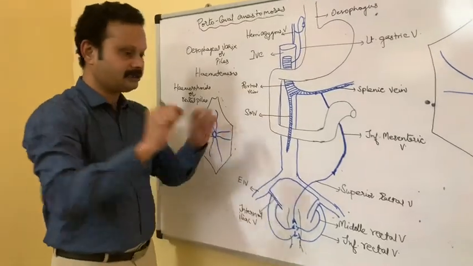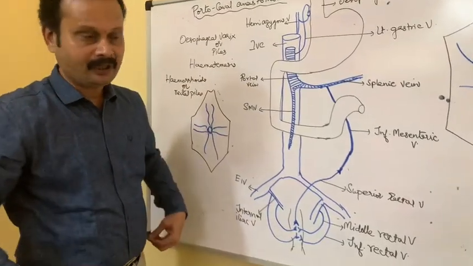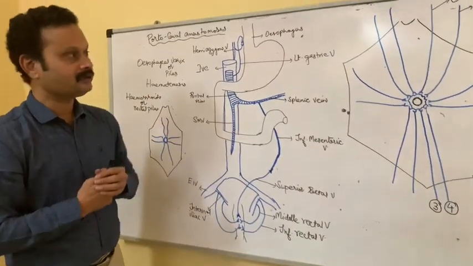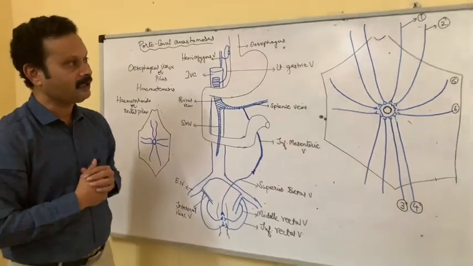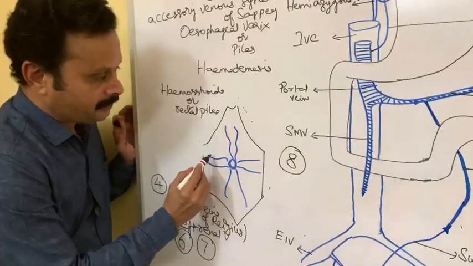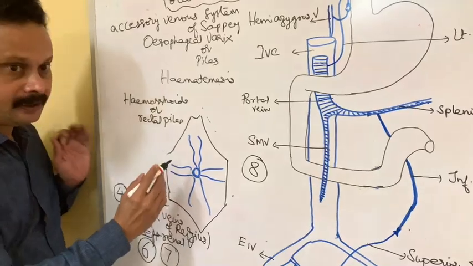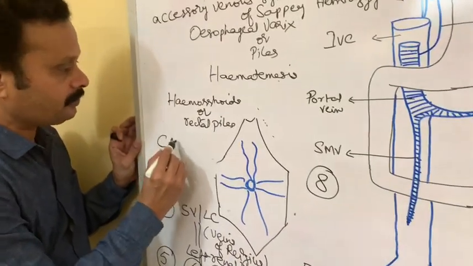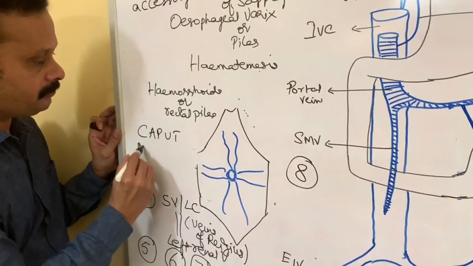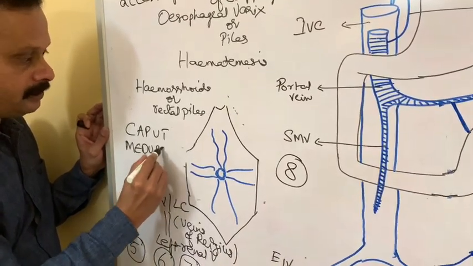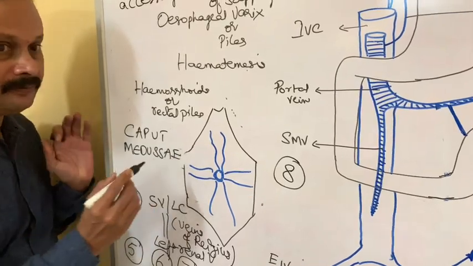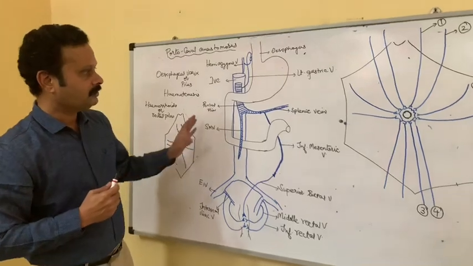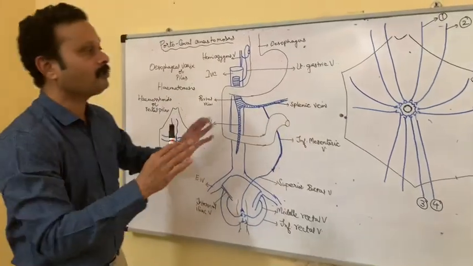Around the central umbilicus, they look like the spokes of a wheel, suggesting that there is a disturbance to the anastomosis between the portal system and the caval system. This pattern, which resembles the spokes of a wheel, is called caput, C-A-P-U-T, caput medusae. Is it clear? This pattern is called caput medusae. So, these three are the named ones, important ones.